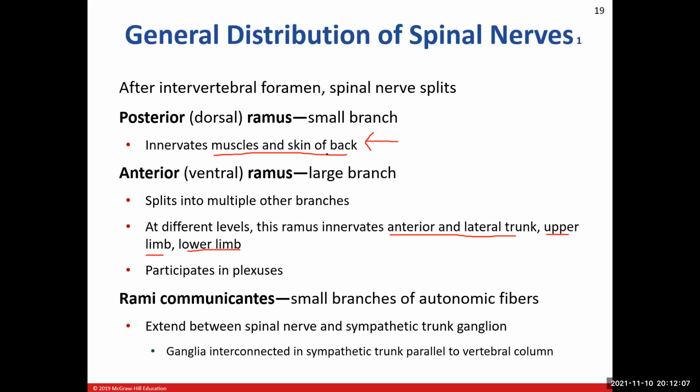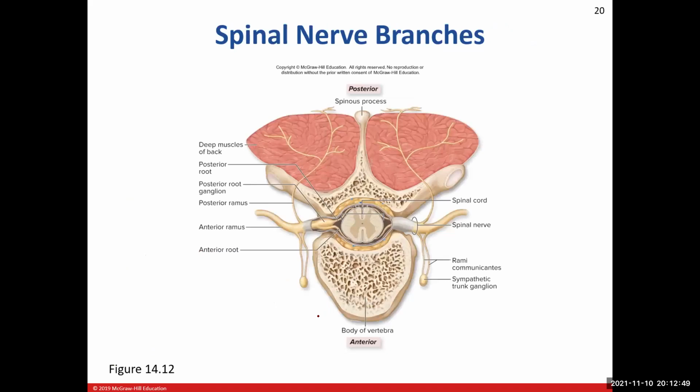And so we'll see how these anterior rami, when they have these branches, will form structures that we call plexuses, in which they'll intermingle with one another. We talked about this next part in lecture tonight: the rami communicantes, the on and off ramp for our sympathetic trunk. So we have our gray rami communicantes and our white rami communicantes. Basically, they're how we connect the spinal nerve to the sympathetic trunk. And we already know that that sympathetic trunk is going to run parallel to our vertebral column.